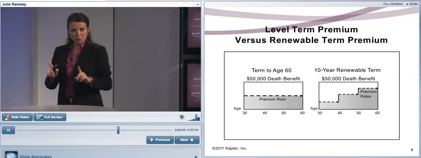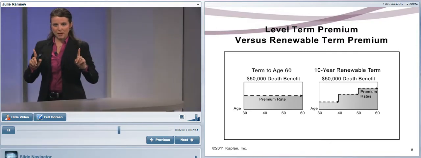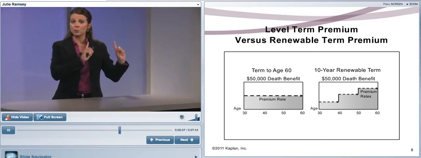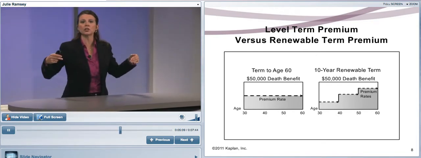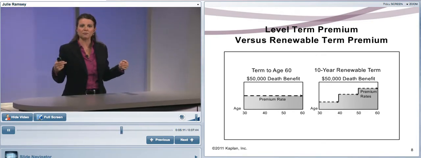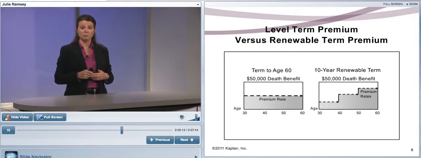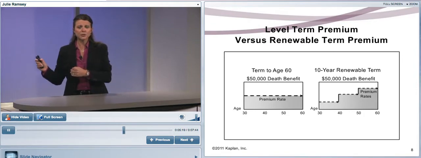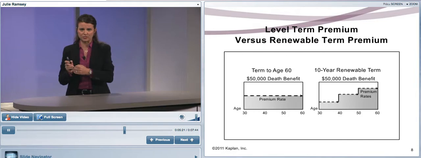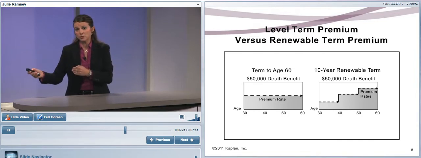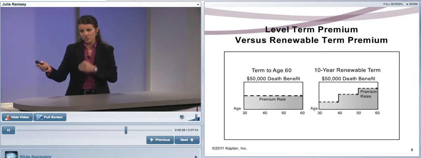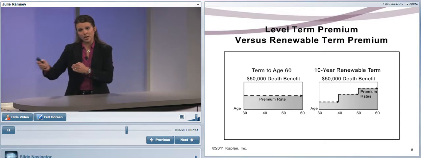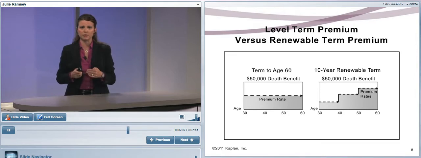Now let's bring these 2 points together. I want to be able to compare level term and renewable term. Let's take a look. Both have a death benefit of $50,000. Both have an issue age of age 30. Let's look at the level term. In the level term, it provides term coverage to age 60. So if our client's issue age was 30 and it's termed to age 60, this is showing coverage for 30 years. The premiums stay level every single year.